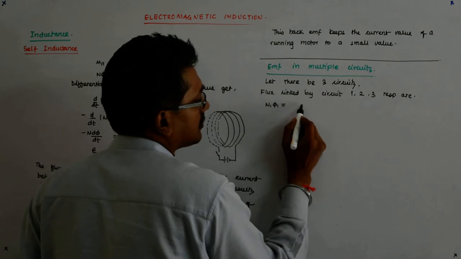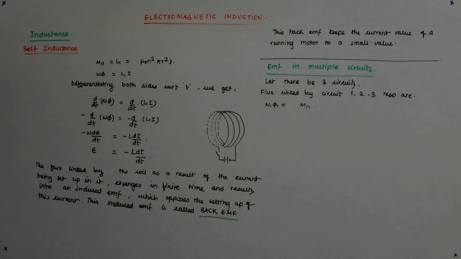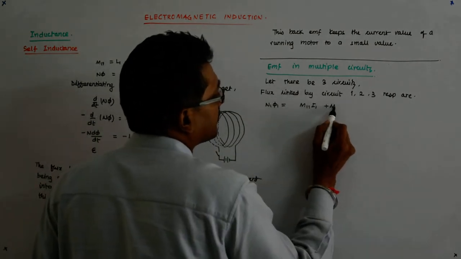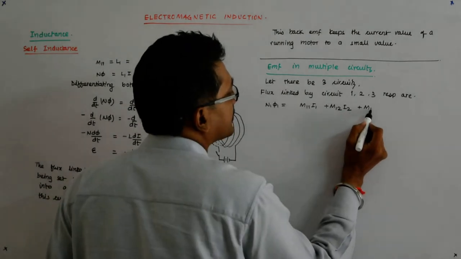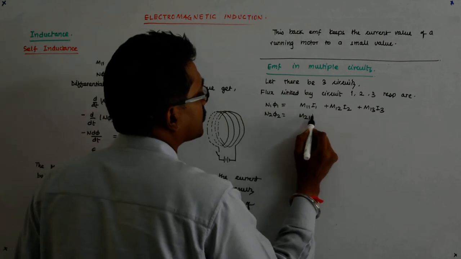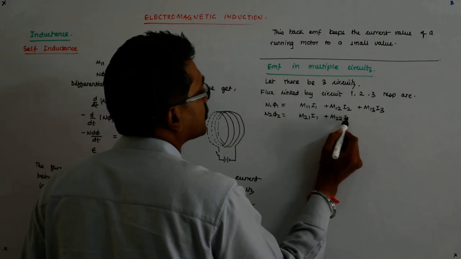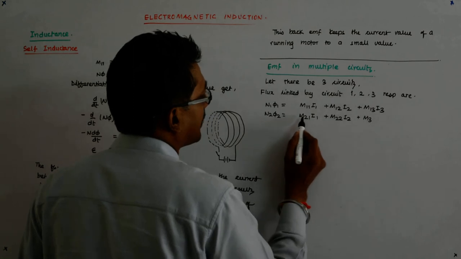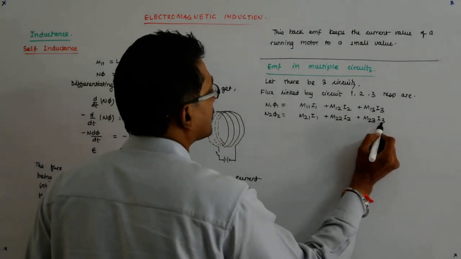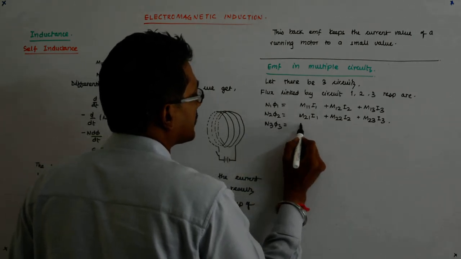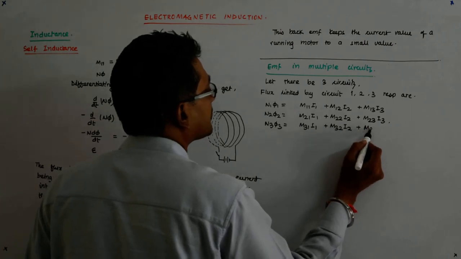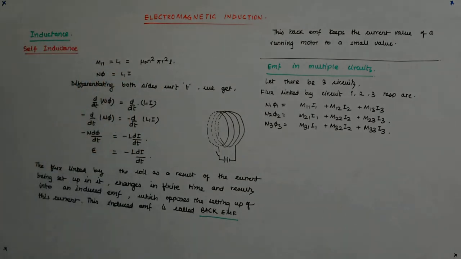N1 phi 1 is equal to M11 I1. You understand? It is M11 I1. Flux in 1 due to current in 1 plus flux in 1 due to current in 2, M12 I2, plus flux in 1 due to current in 3, I3. N2 phi 2 is flux in 2 due to current in 1, flux in 2 due to current in 2, flux in 2 due to current in 3, and N3 phi 3 is flux in 3 due to current in 1 plus flux in 3 due to current in 2 plus flux in 3 due to current in 3. Is it not?